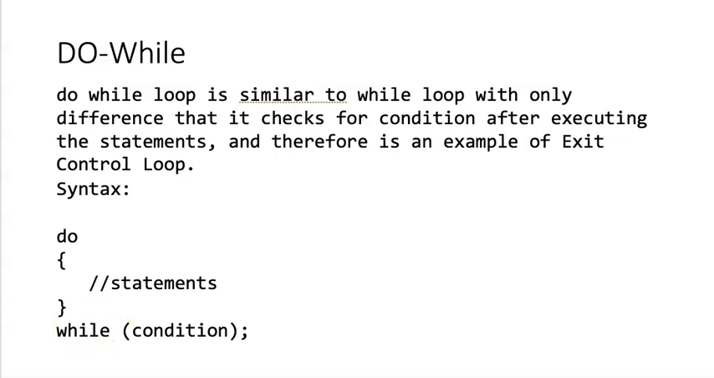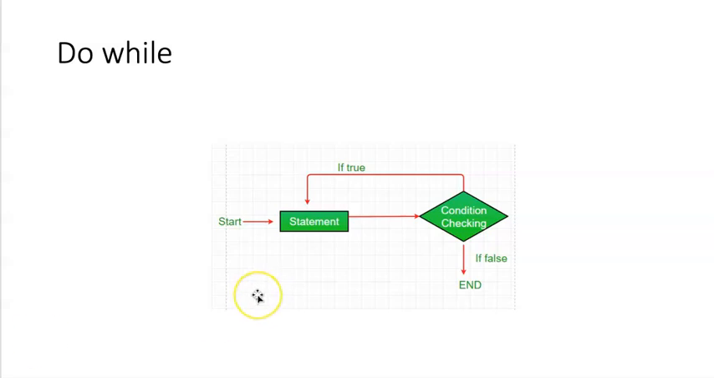Let's take a look at the do while flow. So you basically start with the statement, and then you check the condition. If it is false, then you exit out of the loop. If it is true, then you go and execute the statement again. But it is guaranteed that the statement is executed at least once before the condition is checked.